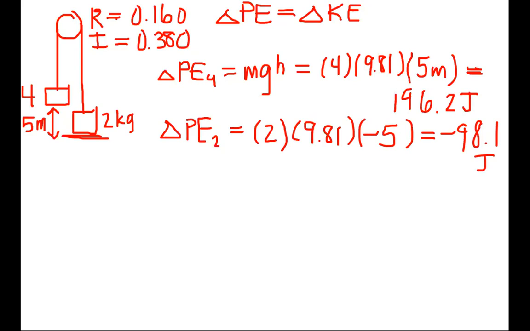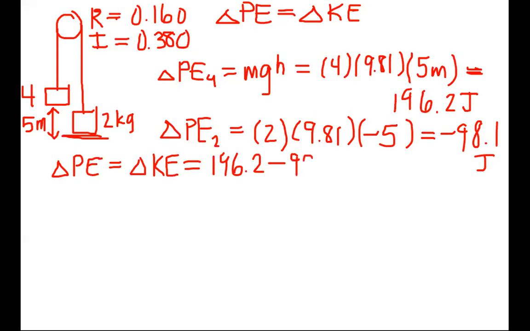As we know that the pulley wouldn't have potential energy, it would only have kinetic, we can ignore that, meaning that our total change in potential energy, which is equal to our change in kinetic energy, would be 196.2 minus 98.1, which means that the change in potential energy was equal to 98.1 joules. And we can also say that this is equal to the change in kinetic energy.